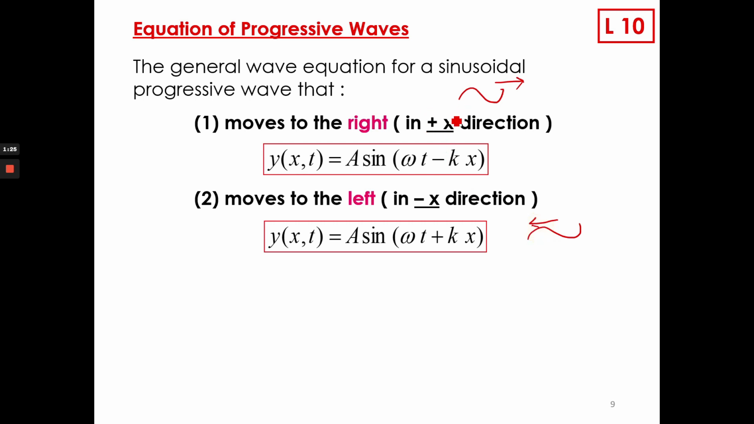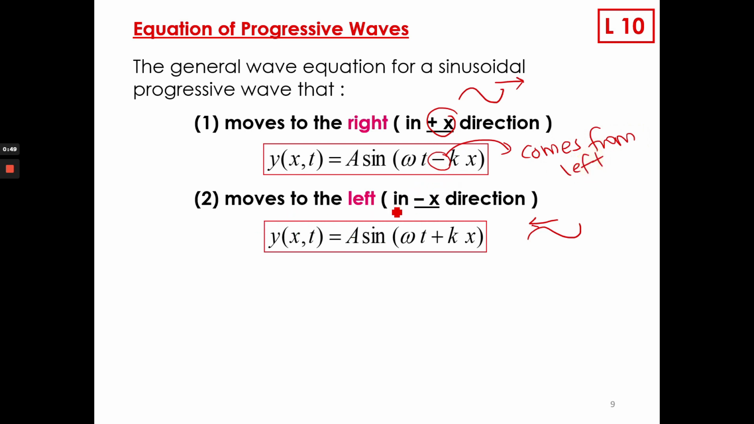When your wave moves in the positive x direction, which is to the right, the formula will be y = A sin(ωt − kx). This minus or plus here is where your wave comes from. When your wave travels to the right, it comes from the left. So because it comes from the left, that's why you will have a negative here.